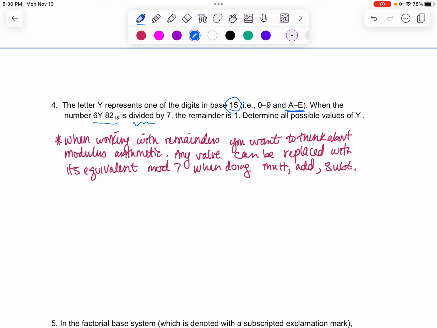Now, before we think about how to approach this, whenever you see the word remainder, you want to be thinking about how you can do modulus division. We want to be doing modulus division.